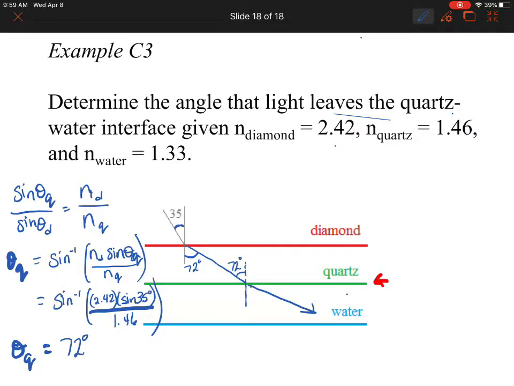So now I need to figure out the angle that goes into this quartz water interface, because I want to now know what this angle is going to be right there. So now I flip to looking at quartz and water, and again using Snell's law with angles and indices of refraction. Okay, so again I'm trying to look for the angle in water, so I'm going to put that on the top. Divide that by the sine of the angle in quartz. And of course, our indices of refraction are switched there. Okay, so I find that angle in quartz.